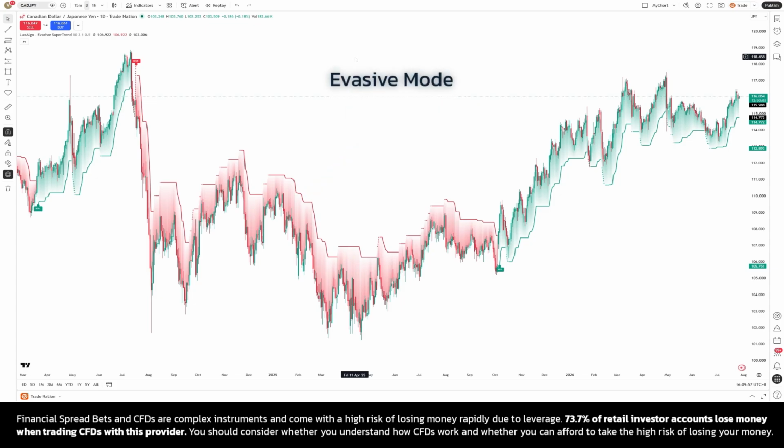The difference is in the evasive behavior. When price gets too close to the supertrend band, the indicator treats that area as a noise zone. Instead of keeping the band in place and risking an early trend flip, the band moves further away from price. This is designed to reduce premature changes during consolidation or uneven price action.